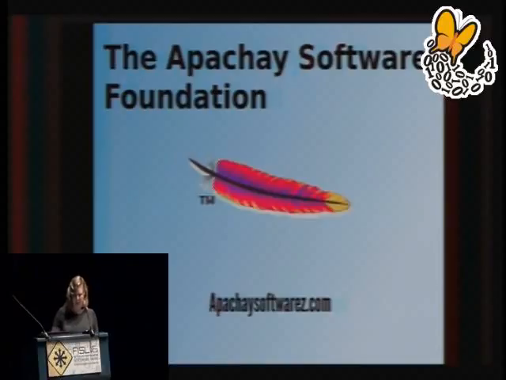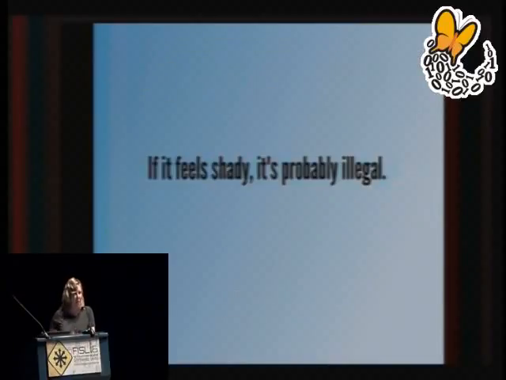So for instance, this would be bad. Are people familiar with the Apache Software Foundation? Or you know what Apache software is, right? Okay, so if I was to put up a website using the registered trademark for Apache, but then had it pointing to Apache softwares where I was selling whatever, viruses, other software, anything else, that would not be okay. I would be infringing on their trademark. So the short version of that is that if it feels sort of shady, then it's probably illegal.